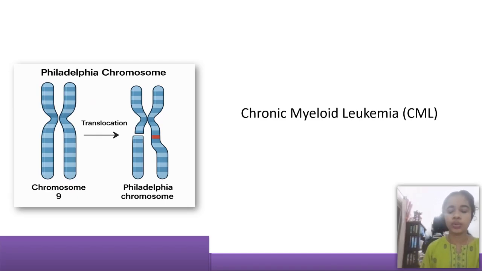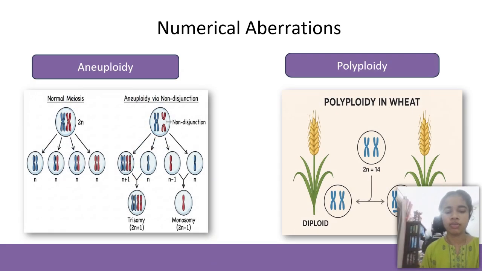Now let's move on to the next chapter, which is numerical aberrations. Every human cell should normally carry 46 chromosomes, a perfect set, like the correct number of chapters in a book, right? But sometimes the numbers change. There can be too many or too few chromosomes. These changes are called numerical chromosomal aberrations, when the chromosome count goes wrong.